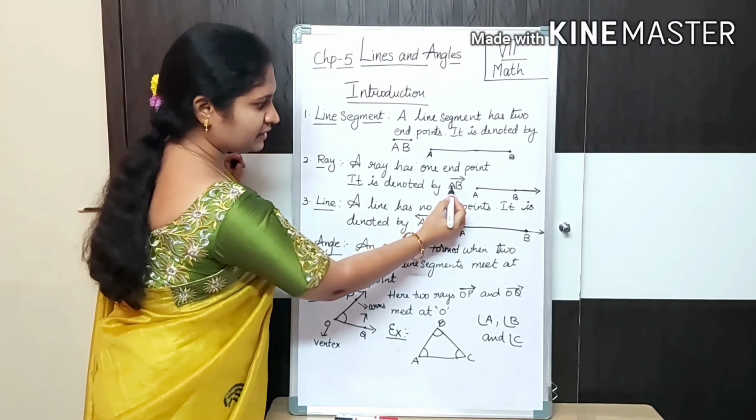Coming to the definition of an angle. An angle is formed when two rays or line segments meet at one point. Here I have given an example. Here ray OP and ray OQ are meeting at the point O. Here POQ is the angle formed. This O we are calling the vertex and OP and OQ we are calling the arms. In this example, in the triangle ABC, we have three angles: angle A, angle B and angle C.